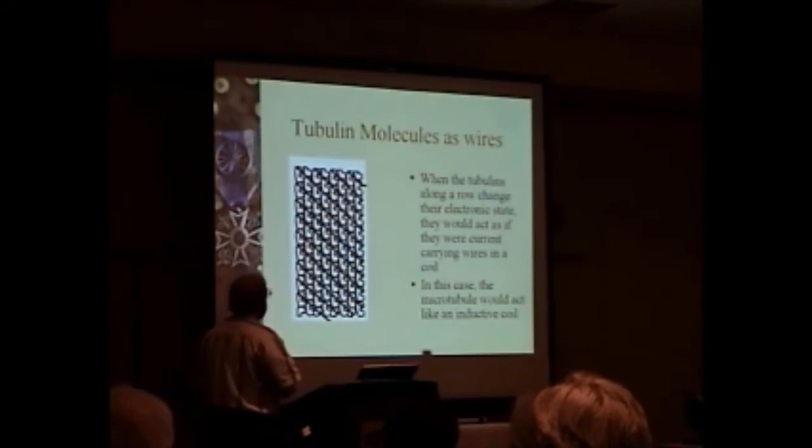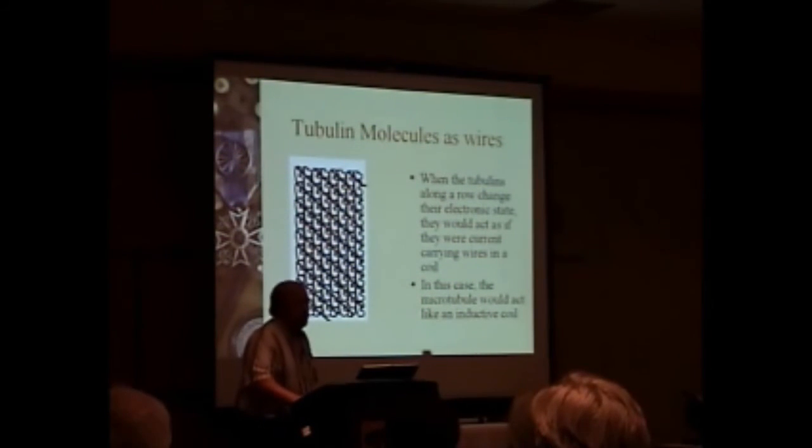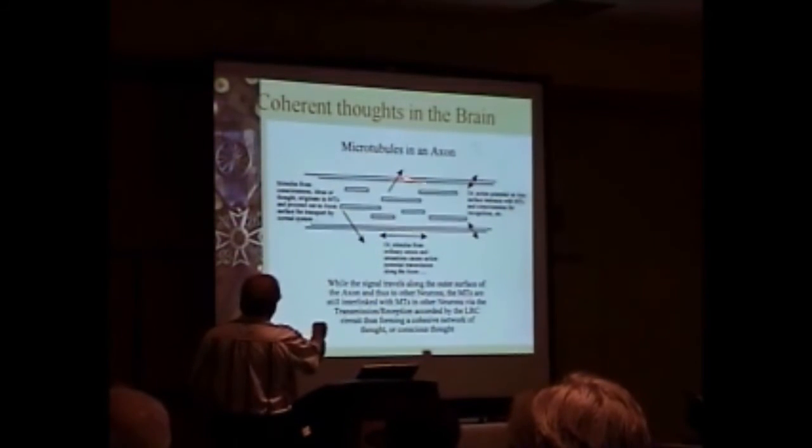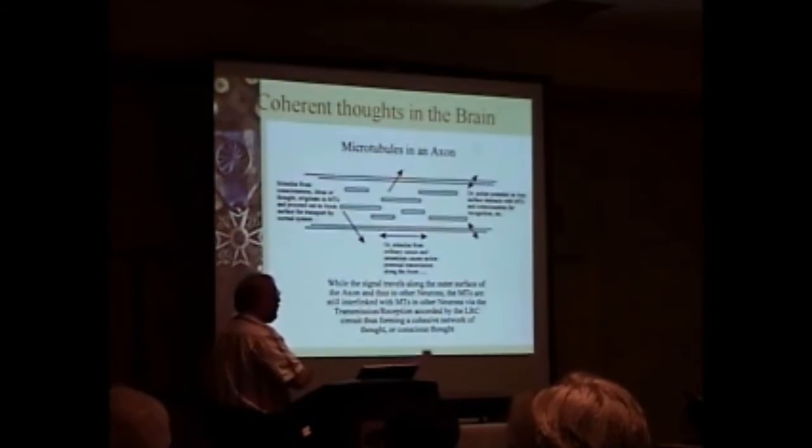When the tubulins along the rod change their electronic state, they would act as if they are carrying wires in a coil. In this case, the microtubule would act like an inductive coil. So you have an LRC circuit. The LRC circuit is a tuning circuit for all radios, transmitters, and receivers. Now this is nice. This is another side. This is your axon wall. You've got a signal going up the axon wall.